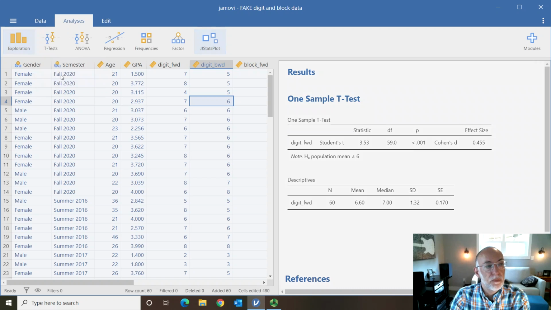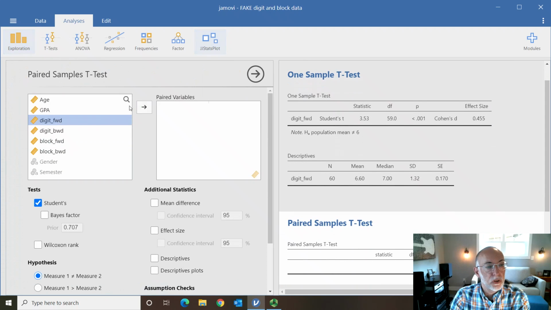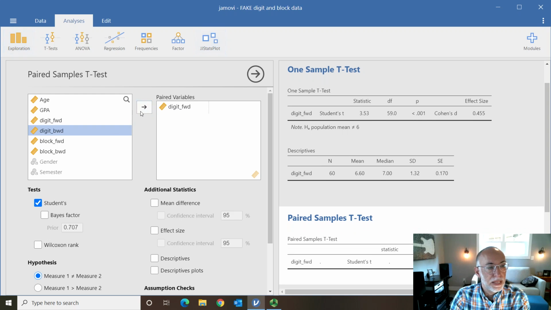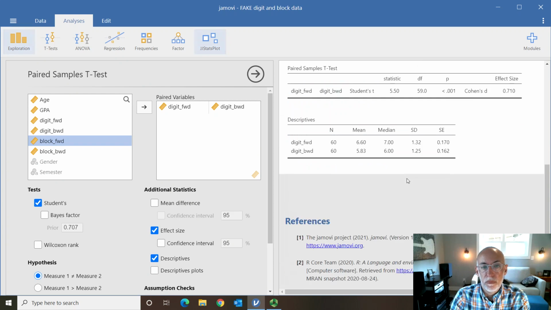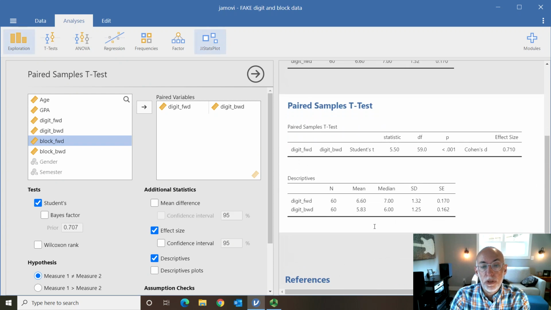T-test, paired samples. I'm going to put forward and then backward in as a paired variable. I'll ask for effect size and descriptives. Very similar output. You can see the descriptive stats at the bottom, the means and standard deviations. Forward span averaged 6.6 in the sample. Backward span averaged 5.83. Standard deviations are roughly equivalent.